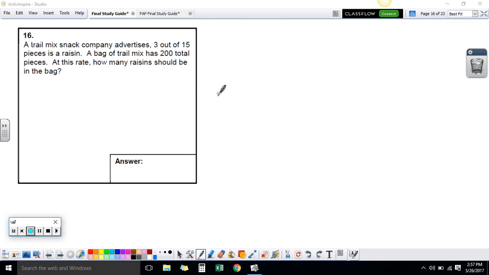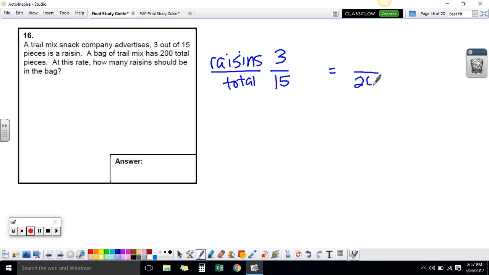Number 16, a trail mix snack company advertises 3 out of 15 pieces is a raisin. A bag of trail mix has 200 total pieces. At this rate, how many raisins should be in the bag? Okay, so they advertise that you should get 3 raisins out of 15 pieces. So this is going to be another WKU. So we've got 3 raisins for every 15 total. Well, what if we have 200 total? How many raisins would there be?